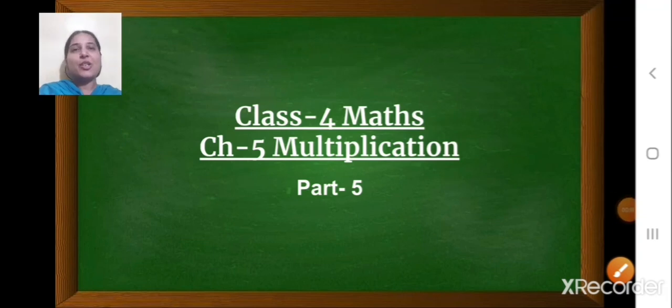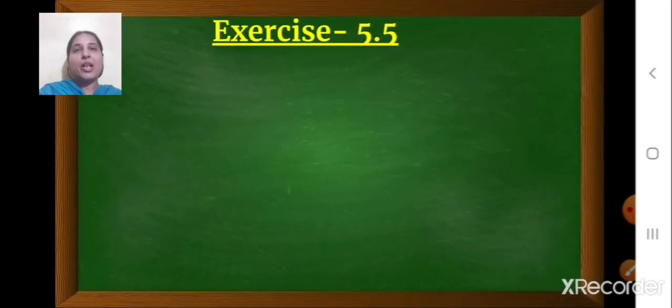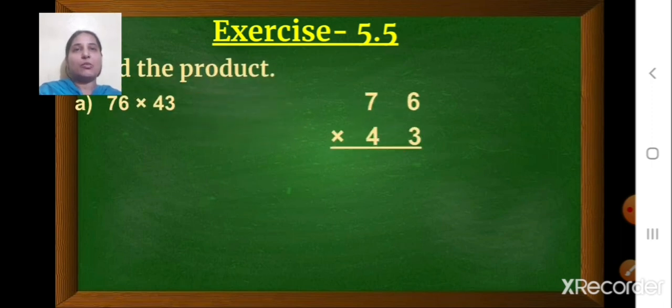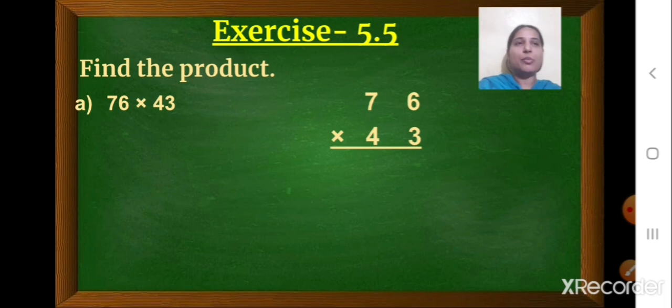Children, so let's continue chapter number 5, multiplication. Today we will see part 5. So children, today we will see exercise 5.5, which is based on multiplication by a 2-digit number. So let's see question number 1, that is, find the product.